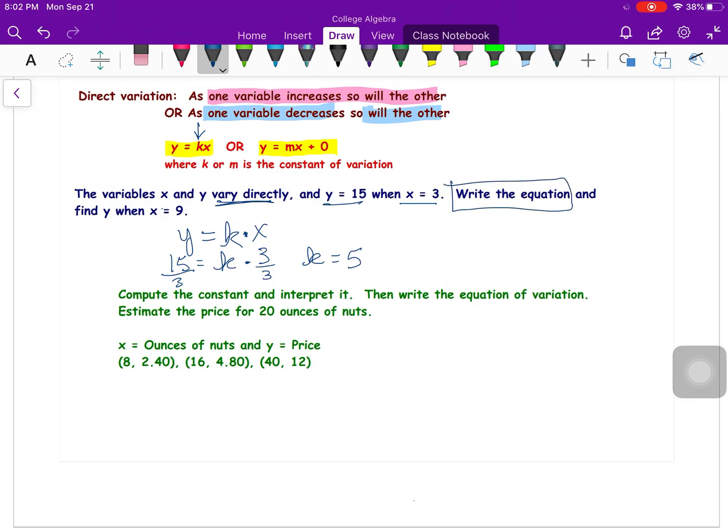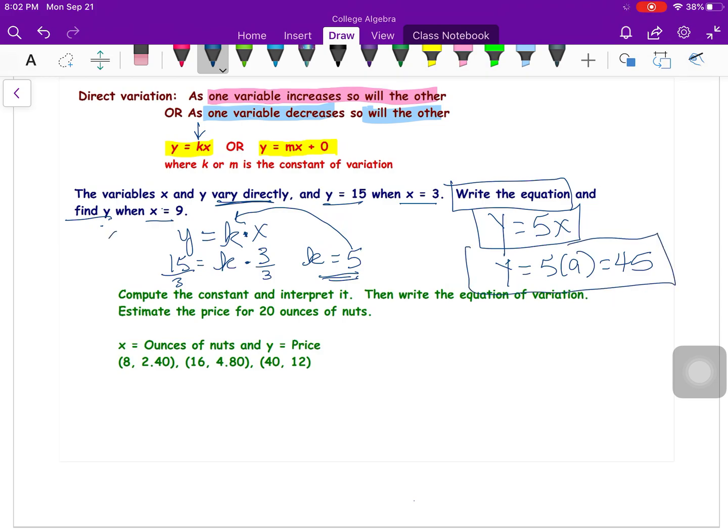My directions say write the equation, and that's the equation of variation. So I need to put this k in here. So my equation of variation is y equals 5x. Most common mistake made is people will just stop here. They will not write the equation of variation. Step 2 says find y when x is 9. So y will equal 5 times 9, which is 45. So this is all my work, and these are my 2 answers. Write the equation, y equals 5x, and find y when x is 9, y will be 45.